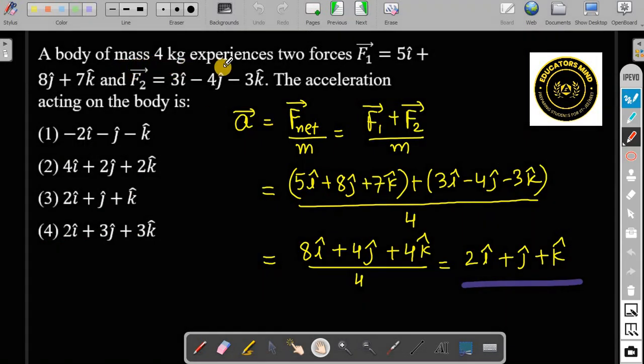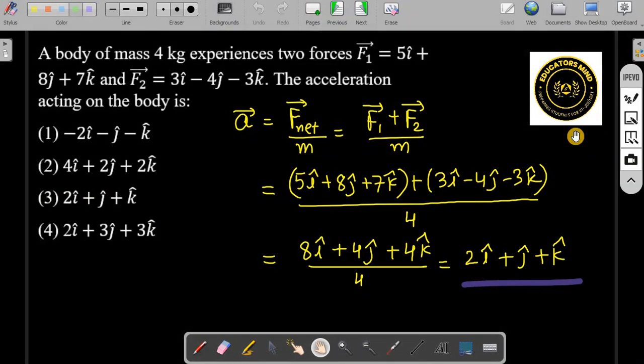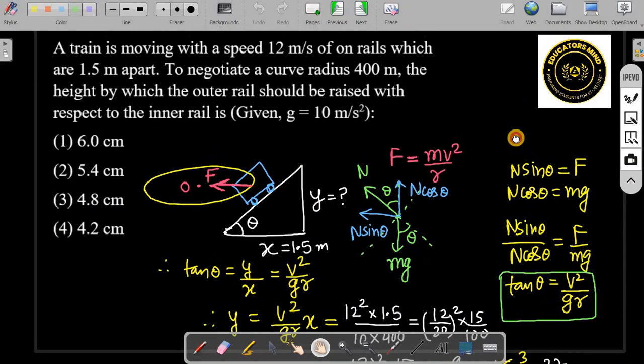Next question, a body of mass 4 kg. So forces are given, but in terms of vectors. They are asking the acceleration of the body. So acceleration is net force by mass. Remember, this is net force. So two forces are given. Add both the forces. Both the forces are in terms of vectors. Club together i, j, k components, and then divide by 4, which is the mass. You will get this, right? That's option 3, 2i cap plus j cap plus k cap, right? Let's go to the next question.